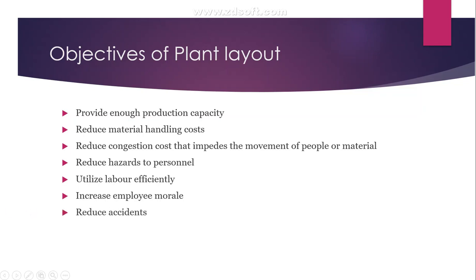Okay, reduce accidents. Accidents during the process of production are somewhere expected because lots of equipment and machinery are being used in converting raw materials into goods. So proper maintenance and proper organizing of the system help us reduce the accidents during the production process.